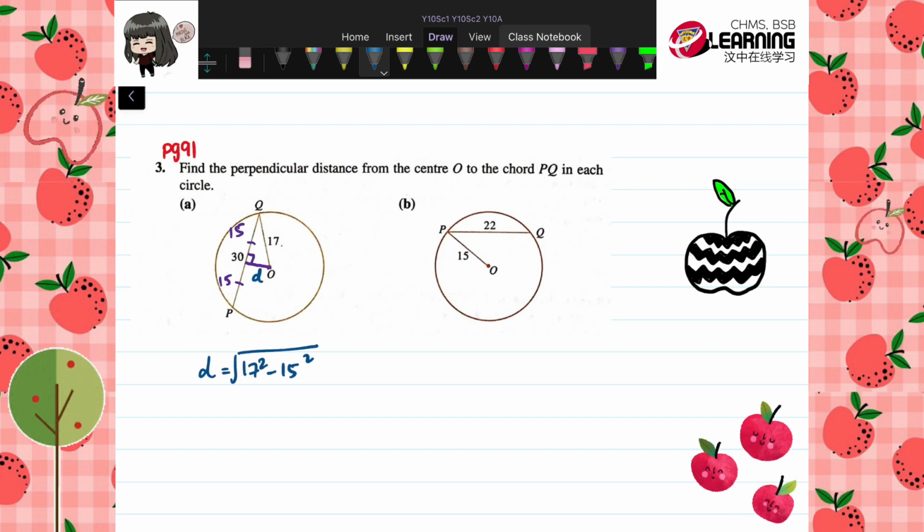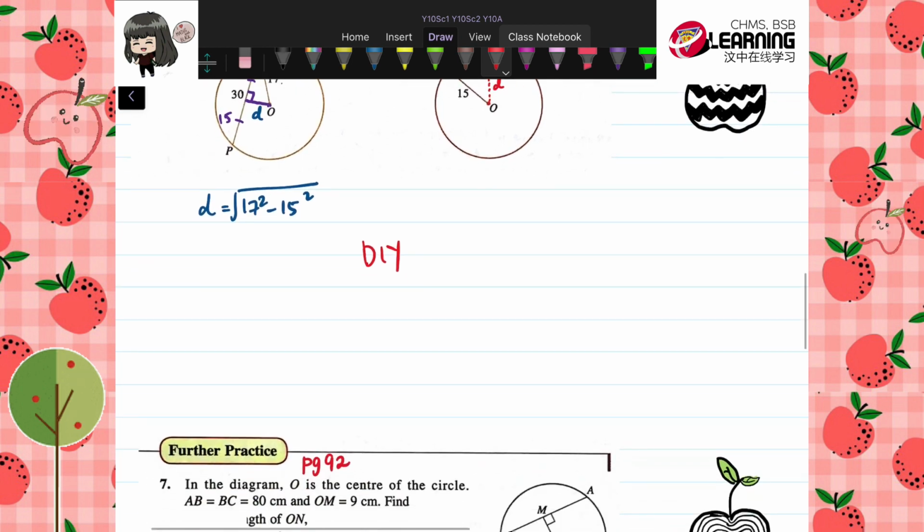So the same thing goes for part B. Part B here, the perpendicular distance is like this, 90 degrees. This is your perpendicular distance, and this 22 will divide into 2. It will divide into 2 when it's 90 degrees here. So this one also you can do on your own. DIY, do it by yourself. So I leave question 3A, B for you.